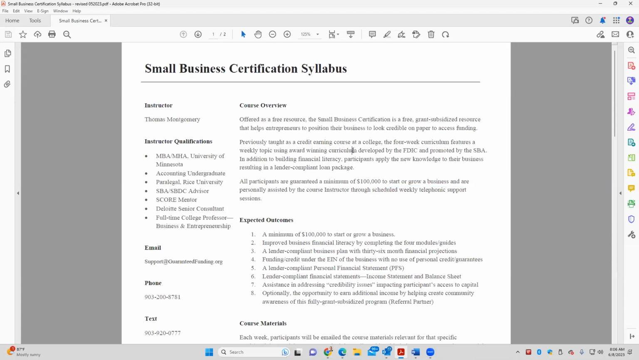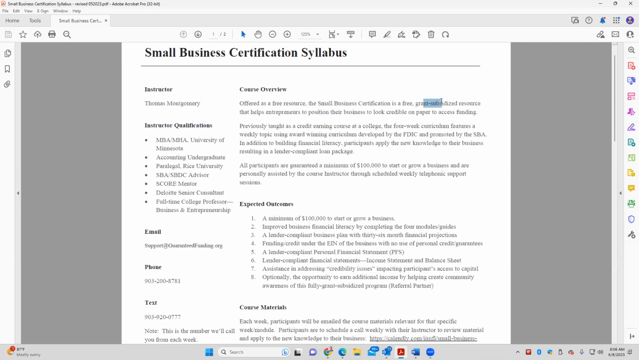So with any syllabus or curriculum, we're expected, and we needed to be able to get the grant allocation, to identify what are the outcomes. What do we expect the participants to receive or benefit from by going through the small business certification? Well, certainly the financial incentive is a big one. We're going to position them so they qualify for at least $100,000 capital raise. That's a big one. Secondly, we're going to help them improve their business financial literacy by going through the materials.